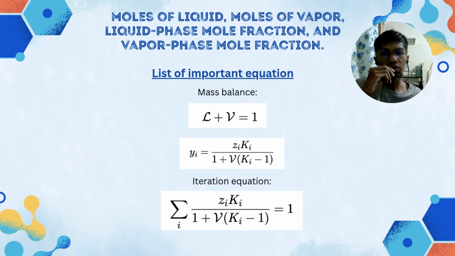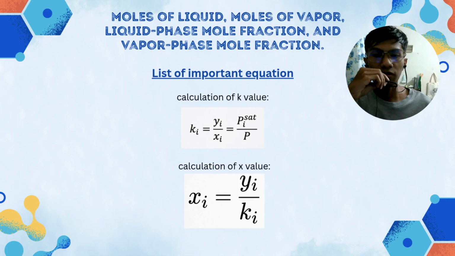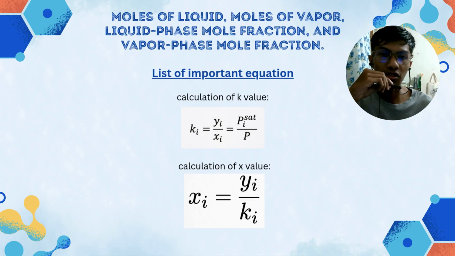And also, for this flash calculation, we use the basis of 1 kilomole per hour of solution mixture fed into the flash column. For the next part, we list down the important equations that we are going to use for the flash calculation. These equations involve mass balance and the iteration equation. Next, we also use the Antoine equation and the equations of pressure bubble point and pressure dew point. Next, we also use the K equation in order to find the mole fraction ratio, and from this K equation, we can determine the mole fraction of each species.